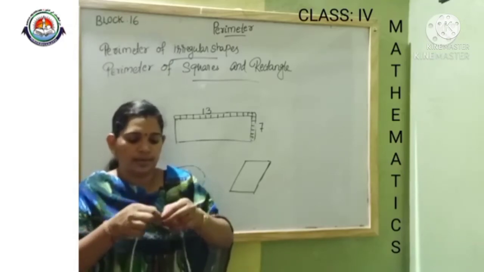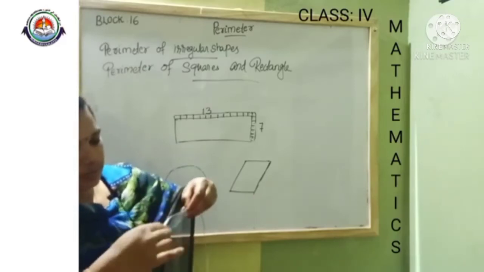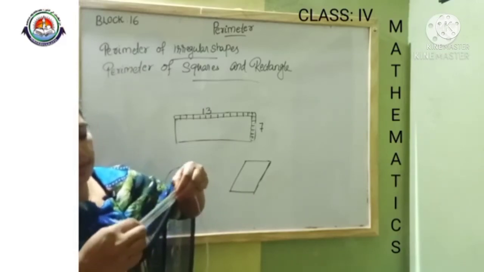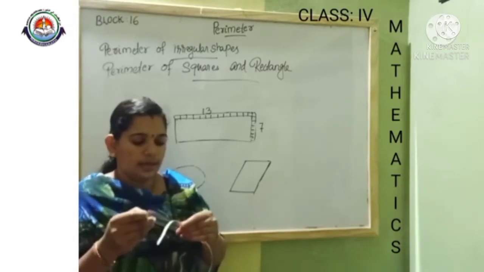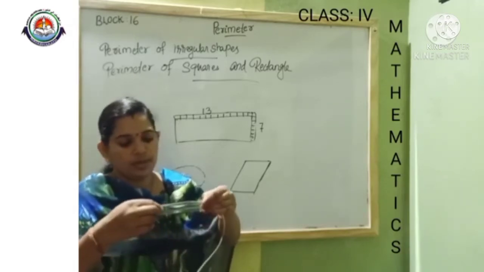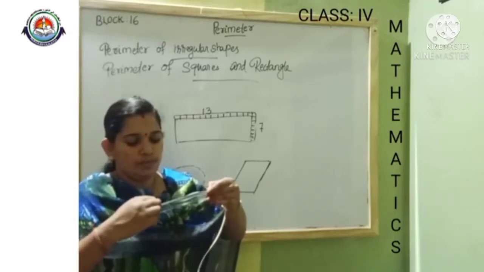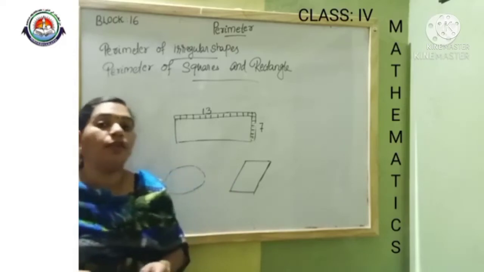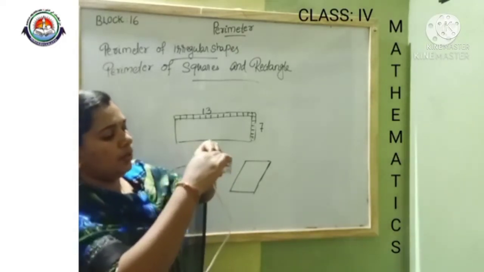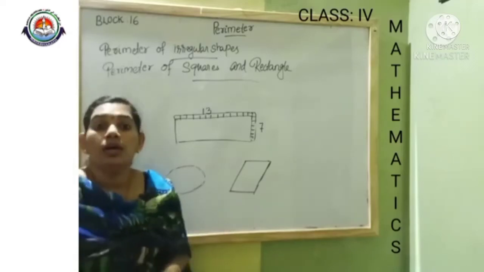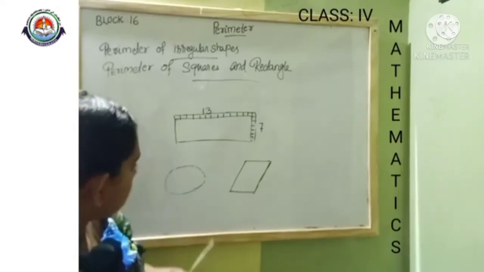15. 15 plus 13. Plus 15, 45. 45 plus 1, 46. This shape's perimeter is 46.